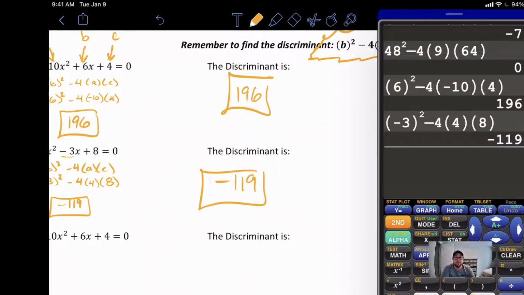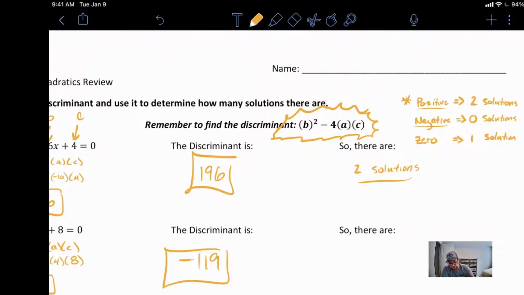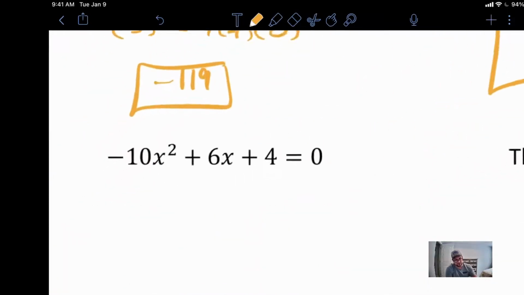Now remember, if your discriminant is negative, which is right here, that means you are going to have 0 solutions. Nice job. Let's go to the third one of these. So here's our last one.